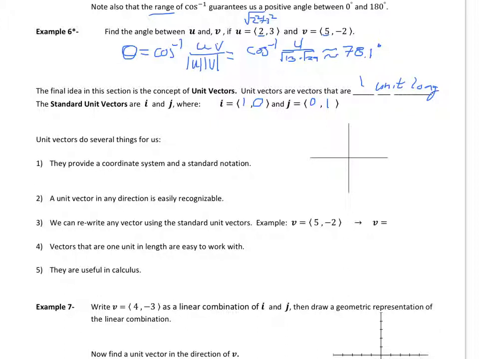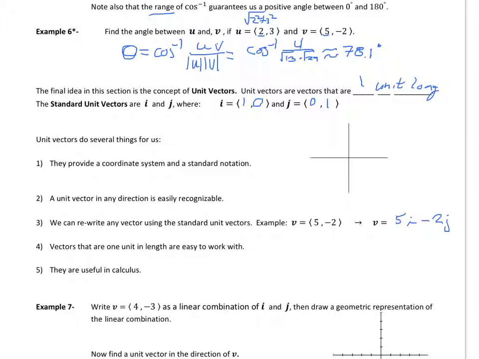All right, so unit vectors can do several things for us. They provide us a coordinate system and a standard notation. A unit vector in any direction is easily recognizable because it's got a length of 1. We can rewrite vectors using the standard unit vectors. So, for example, v is 5 and negative 2. It's 5i, and it's negative 2, so it's minus 2j. And that's what it will look like, okay?